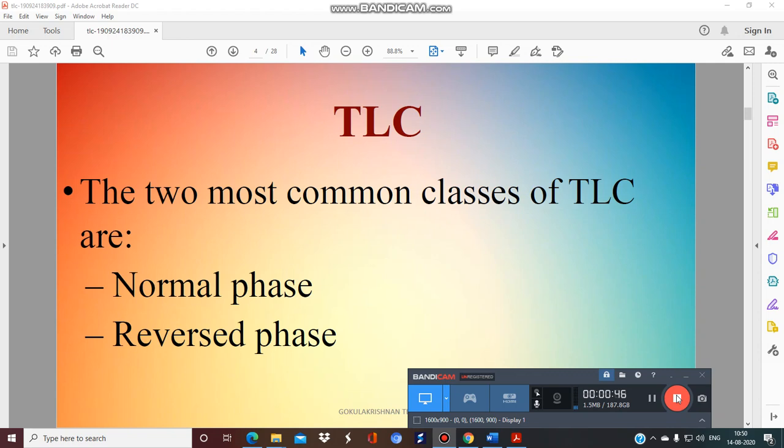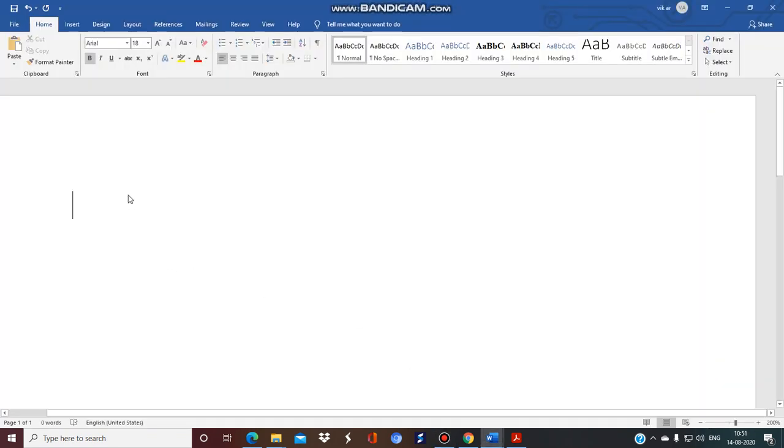Okay, so let's start. TLC stands for thin layer chromatography, and as you can see, there are most commonly two forms of TLC. We have already covered this. Yes, normal phase and reversed phase TLC. What do you mean by normal phase TLC? For chromatography you need two things. What is first? Yes, the stationary phase, and second is the mobile phase.